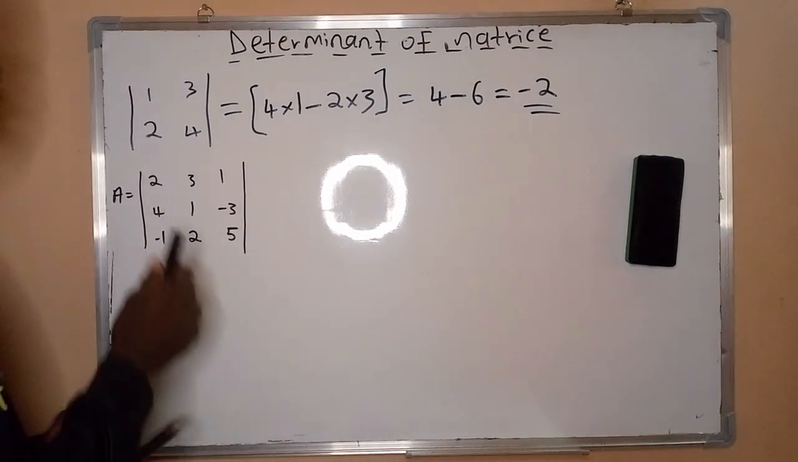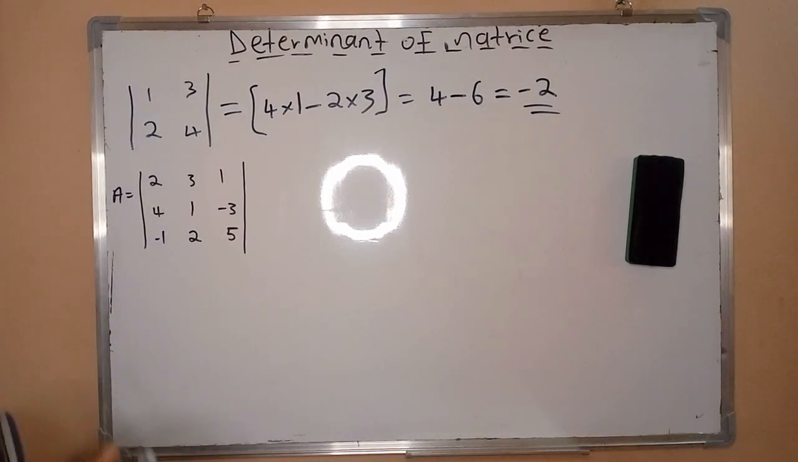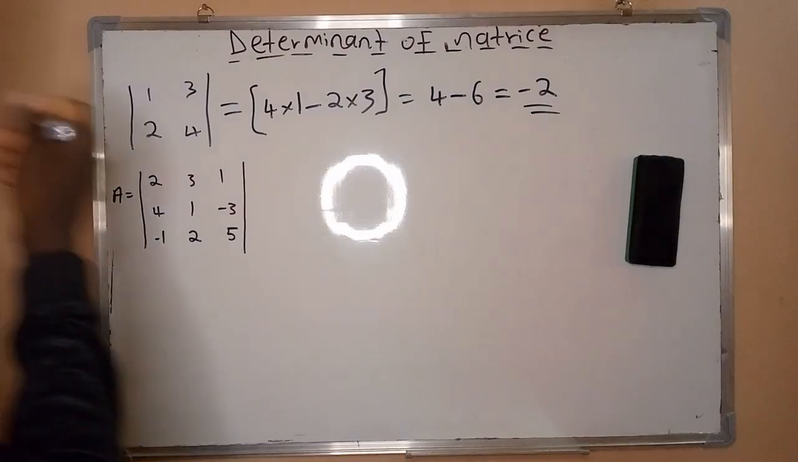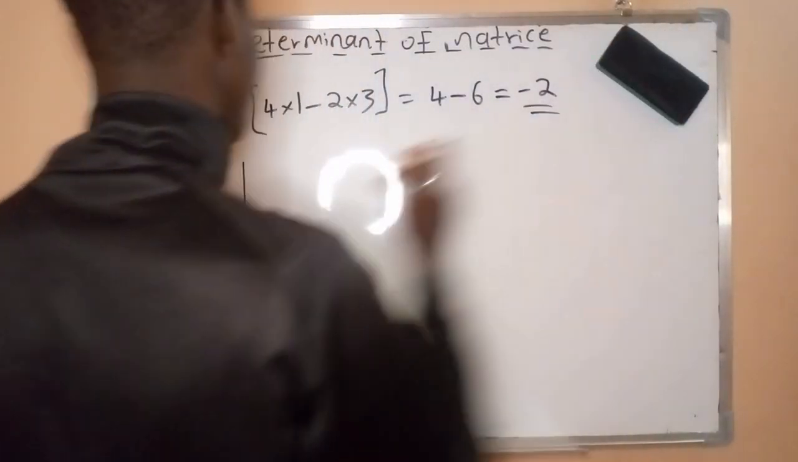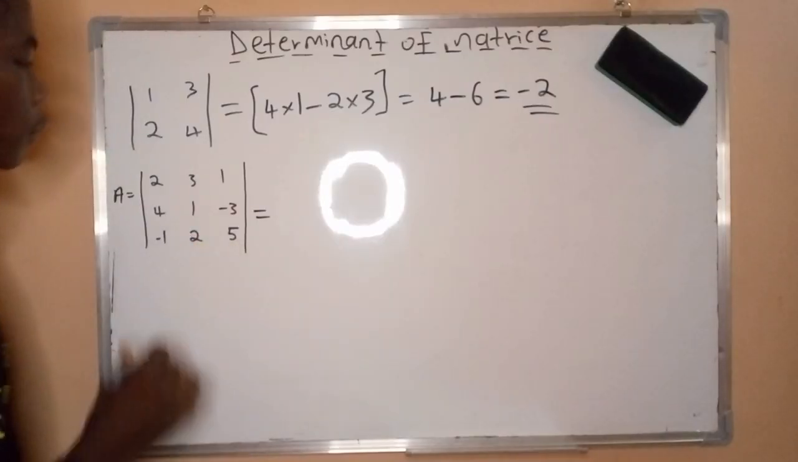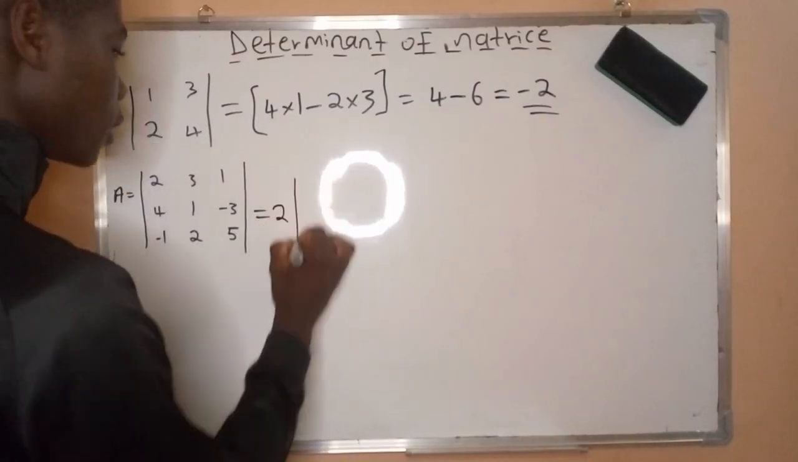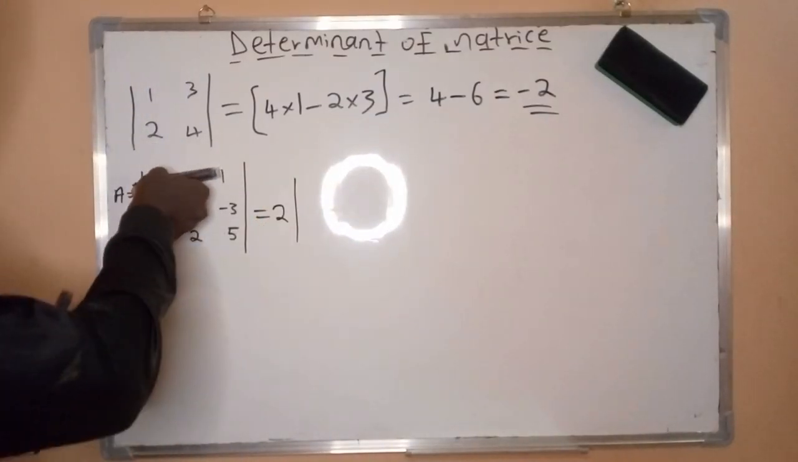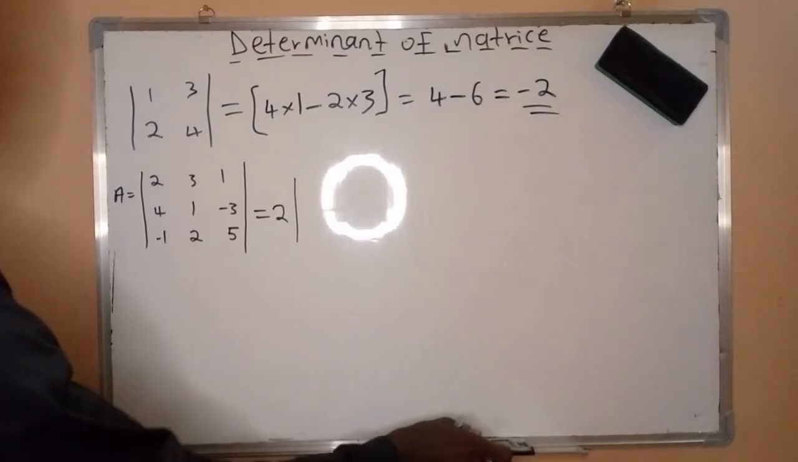Let's find the determinant of the 3 by 3 matrix. This is a 3 by 3 matrix. So according to the general formula, we keep the first element, and we delete this. Sorry.